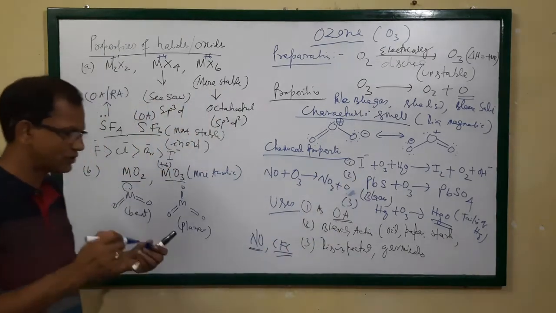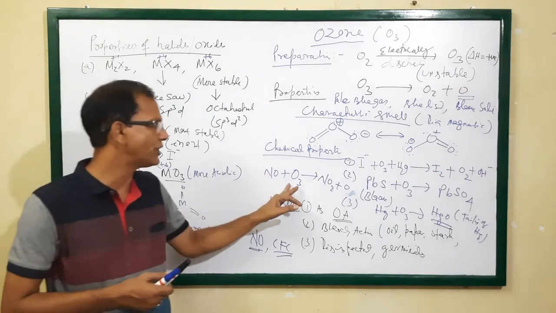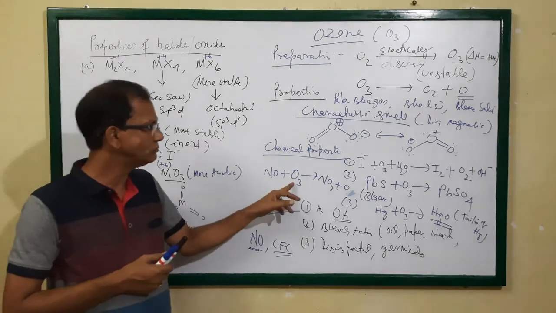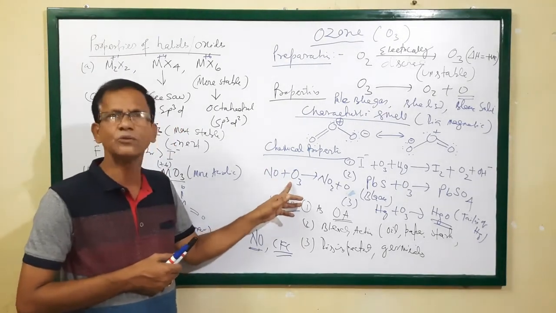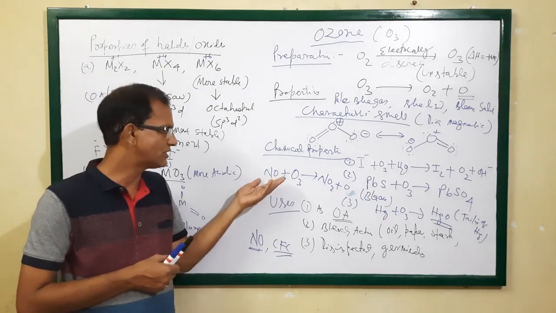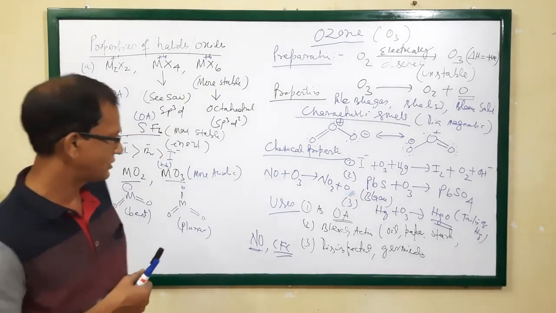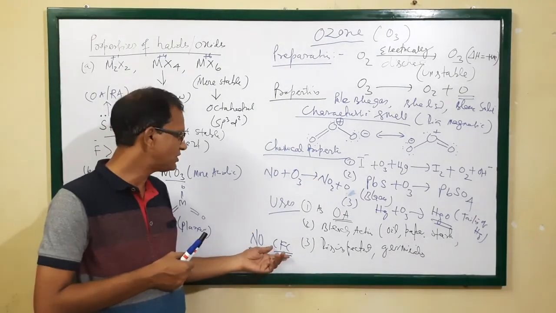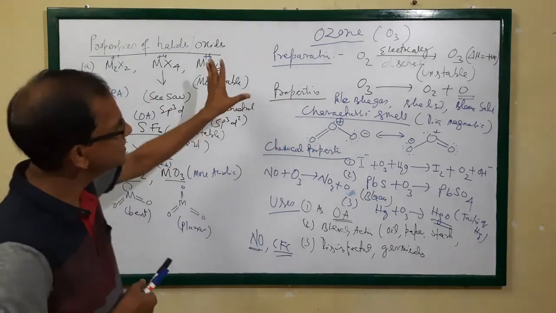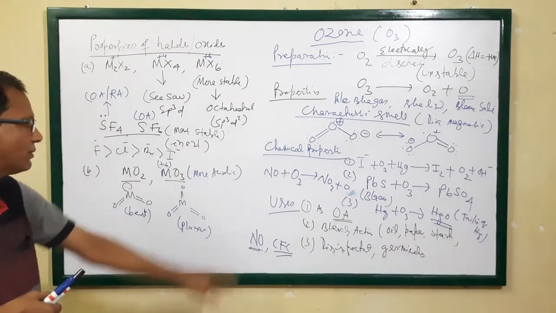This atomic oxygen is also produced during the reaction of nitric oxide and O3. So nitric oxide also depletes the ozone layer. This nitric oxide is produced from the exhaust of vehicles during combustion. Chlorofluorocarbon also depletes the ozone layer. So these are some properties of ozone, its preparation, and its physical and chemical properties.